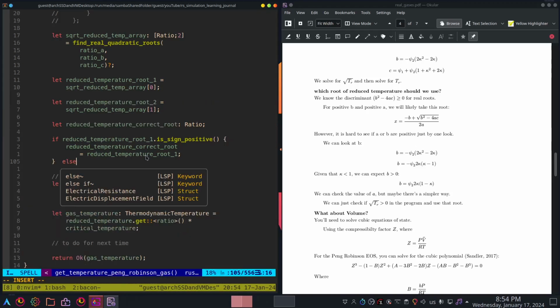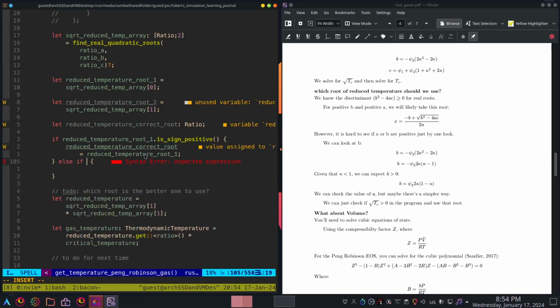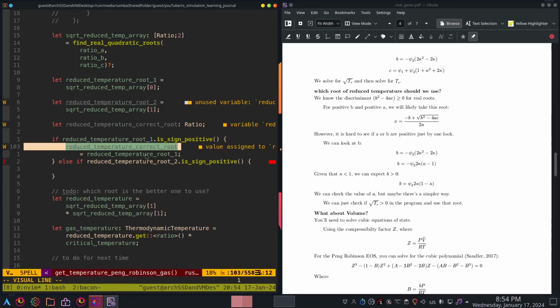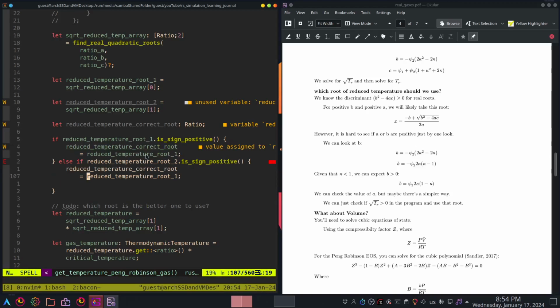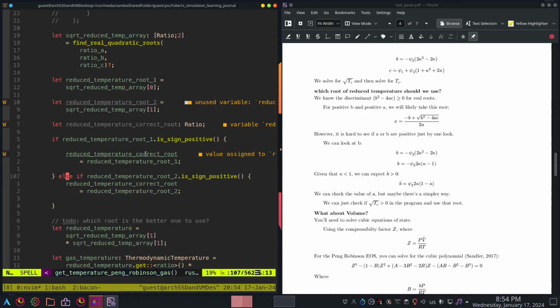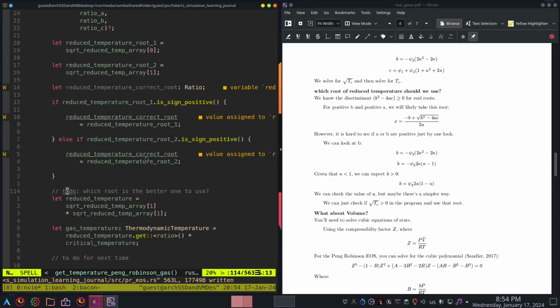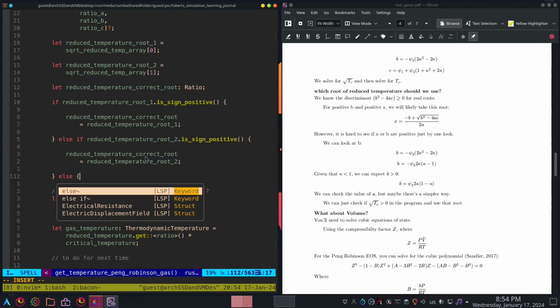Else if reduced temperature root 2 is sign positive. If this one is positive, then we will assign the second root to it. So that's all we are doing here. We just let the code check the temperature for us, and then we will not do anything here.